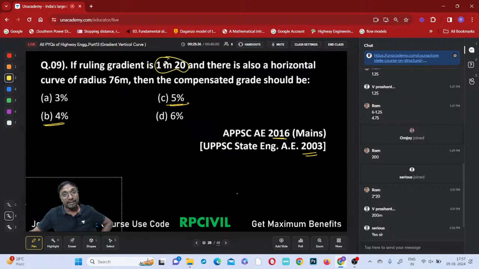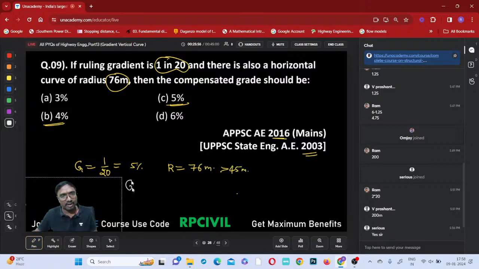A ruling gradient of 1 in 20. What is the original gradient? That is 1 in 20. 1 in 20 is how much percentage? It will be 5%. And there is also a horizontal curve of 76 meter radius, so R equals 76. Pankaj Verma also answered correctly. It is greater than 45 meters. Whenever it is greater than 45 meters, what is the grade compensation? You are asked to identify the compensated gradient. First, the grade compensation: 75 by R, we have to use it. So 75 by 76, can we say it is approximately 1%? Because 75 by 76 is 0.98 something, so you take it as 1% approximately.